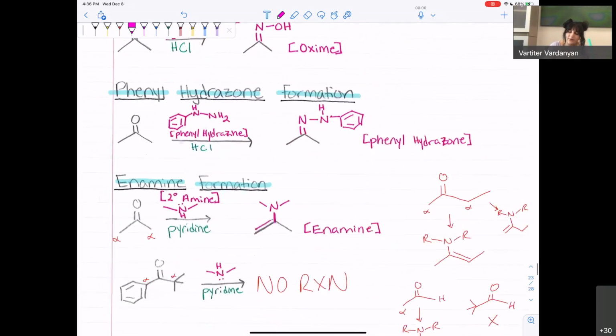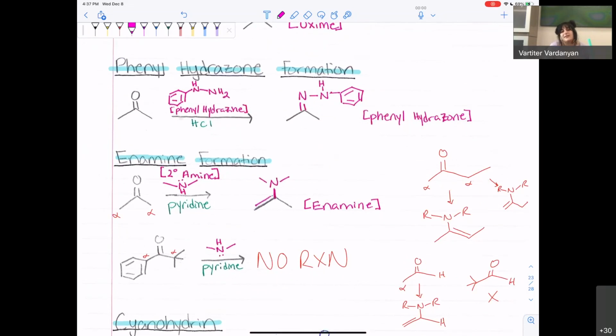I'm going to do enamine right quick. Enamine is like the imine reaction, but it's when we have a secondary amine. So secondary amines are going to form something different than the imine because they're too sterically hindered. So since they're so sterically hindered, you have to perform an elimination reaction and you get a double bond to one of the alpha carbons and a single bond to the nitrogen.